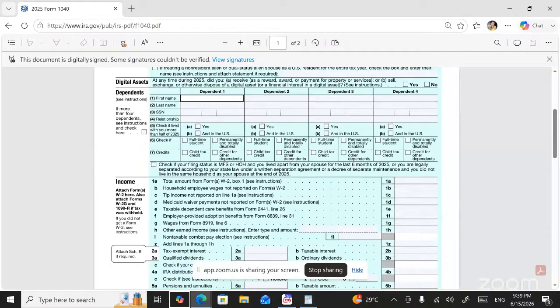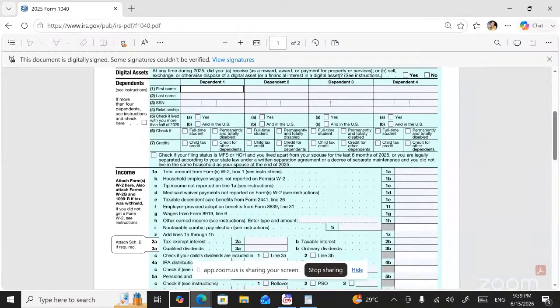Now coming to digital assets. It is nothing but Bitcoin. If any taxpayer purchased any Bitcoin in the current year, sold it in the current year, and generated any profit or loss, that information shall be submitted under this head, digital assets. It is not for calculation of the tax; it is informative content. Now coming to dependents, it is a separate chapter. As we have already discussed, it will be covered in chapter number 4.